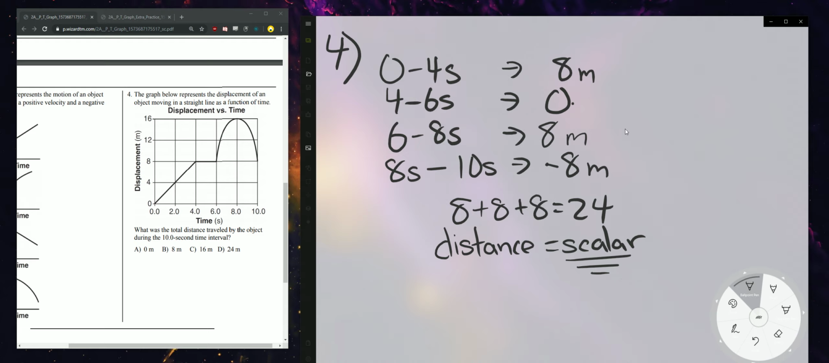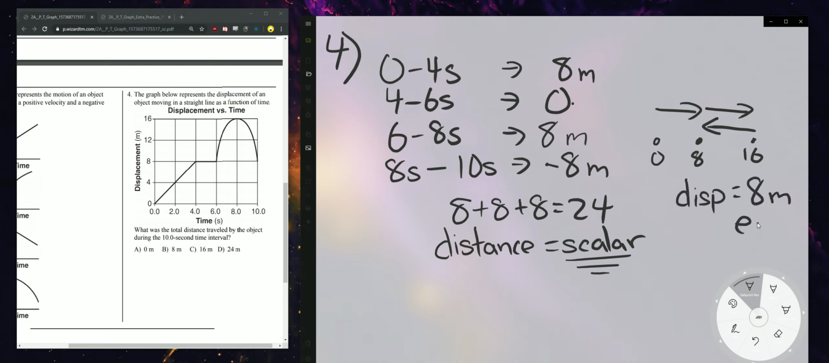If it was asking you for displacement, then you would take the negative sign into account. I traveled 8 meters. Then I traveled another 8 meters. But then I went back 8 meters, and so I end up at 0, 8, 16, and back to 8. So my displacement would be 8 meters east. This is 24 meters. Alright, good.